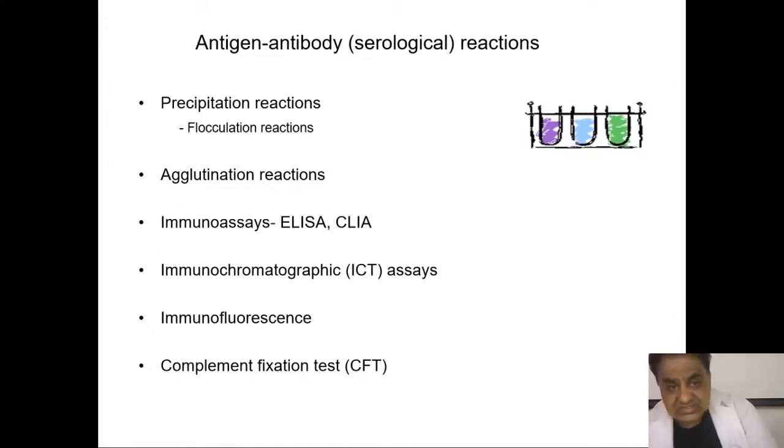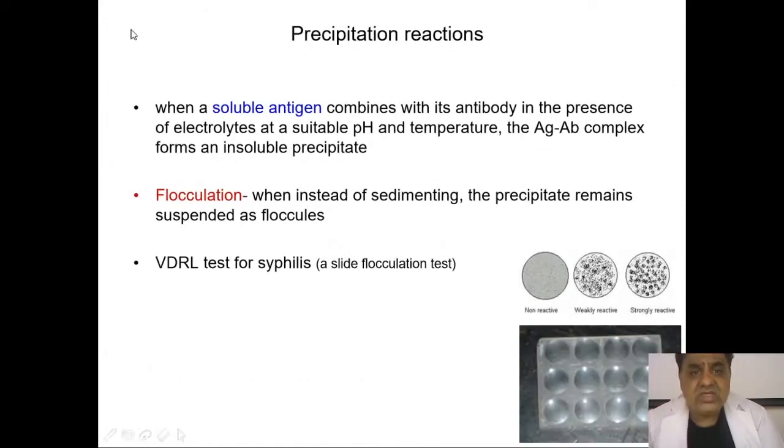Precipitation reactions are when a soluble antigen combines with its antibody in the presence of electrolytes and a suitable pH and temperature to form an insoluble precipitate. Flocculation is one example of precipitation, when instead of sedimenting, the soluble antigen-antibody complexes precipitate as flocules. One of the important flocculation tests is the Venereal Disease Research Laboratory test in syphilis. Again, in the syphilis class, we'll discuss this test in detail.